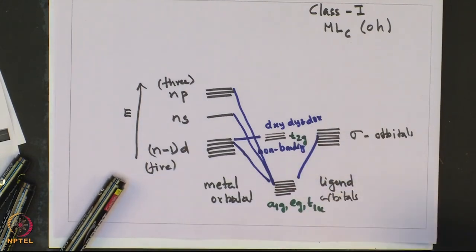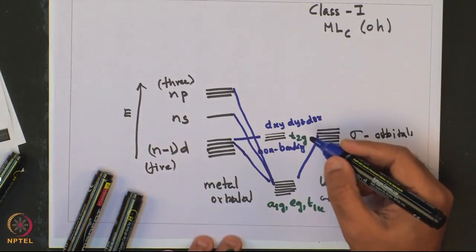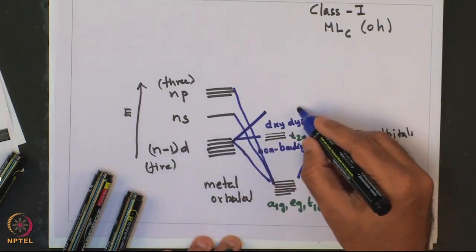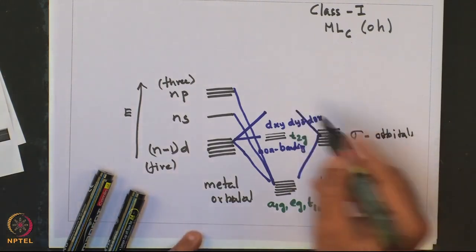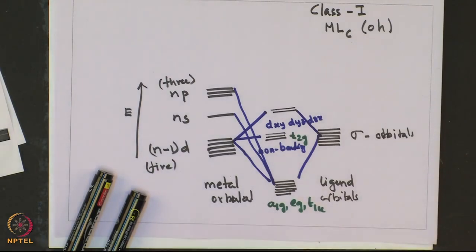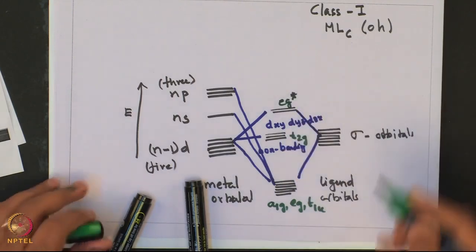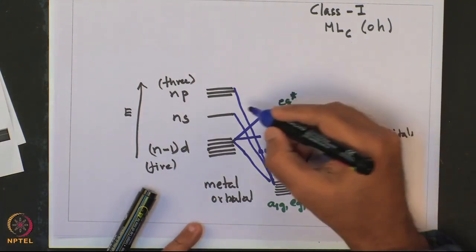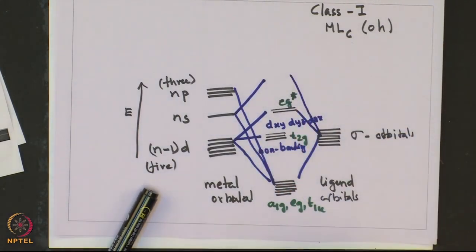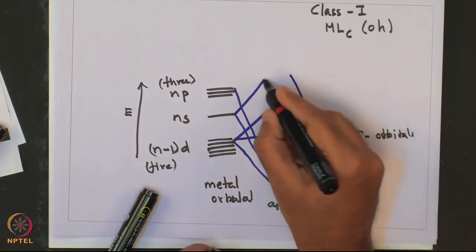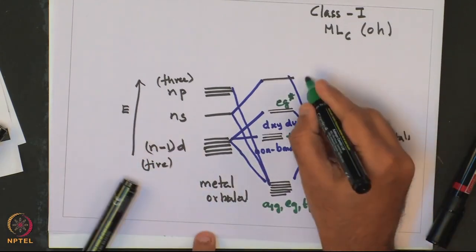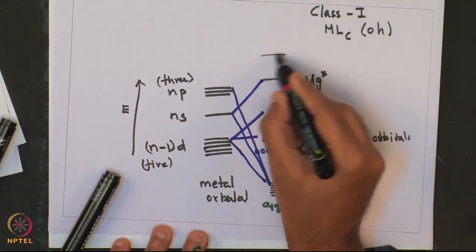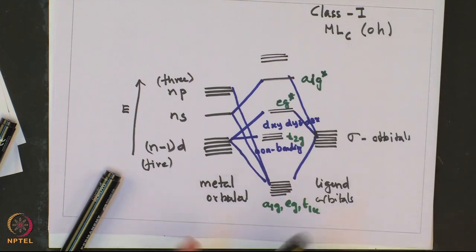Now, the way there are 6 bonding orbitals formed, that would result in 6 antibonding orbitals. 2 of the antibonding would be from the d type, and these would be the Eg star. So, Eg is over here, the bonding one, the antibonding is the Eg star. Then the ns will give one antibonding orbital called A1g star, and lastly the three p orbitals would interact to give three sigma antibonding p orbitals called T1u star.